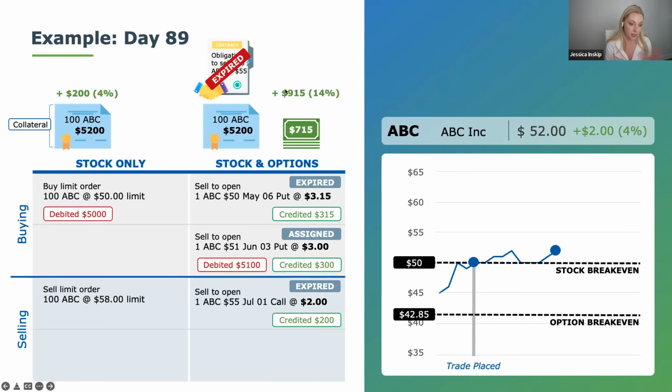So altogether, the stock and options holder in this scenario has made 14% now. So up 915 altogether, inclusive of the $200 made on the security and the 715 here.